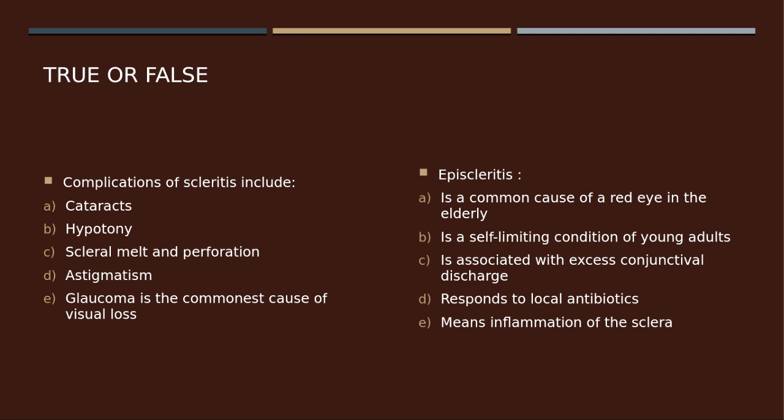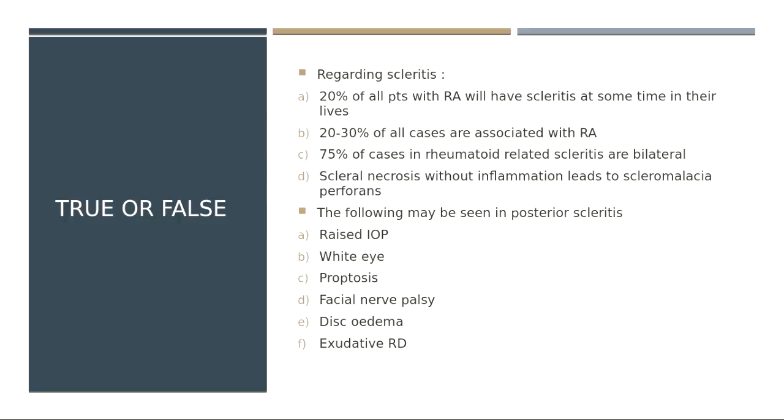Okay. True or false regarding scleritis? All patients with rheumatoid arthritis have scleritis at some time in their lives. That's false. It's not as high as that. It's about, I think, 6%, less than 10%. 20 to 30% of all cases are associated with rheumatoid arthritis. True, right. 75% of cases in rheumatoid-related scleritis are bilateral.